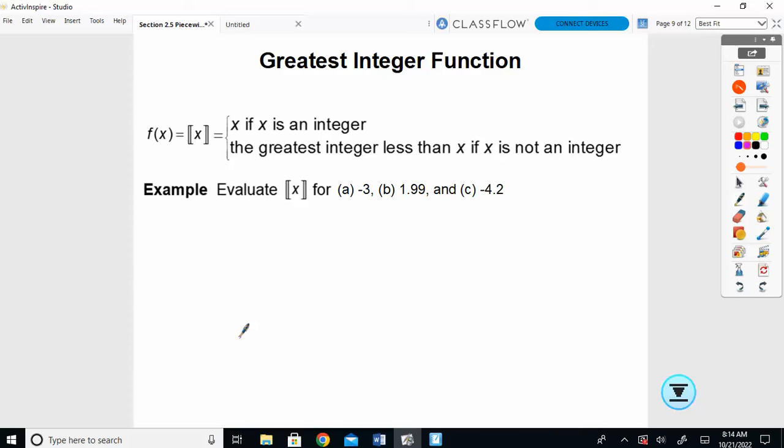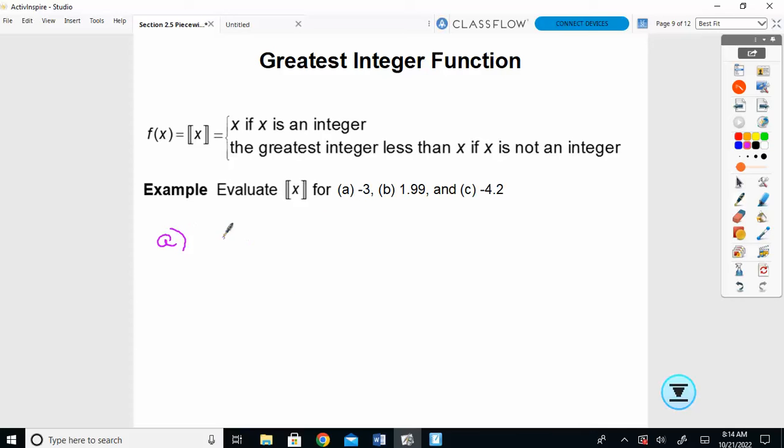So if I put in 2.1, what am I going to get out? 2. If I put in 5.79, 5. If I put in -2.3, think about this, negatives. -2.3 would fall between -2 and -3, so you would get out -3. It's like the opposite of that.